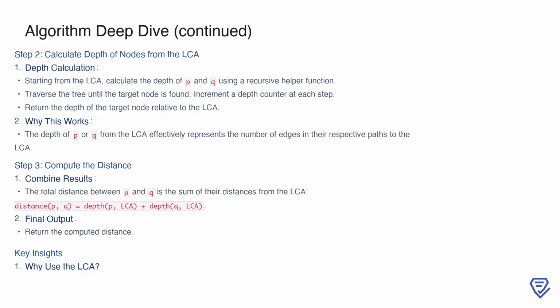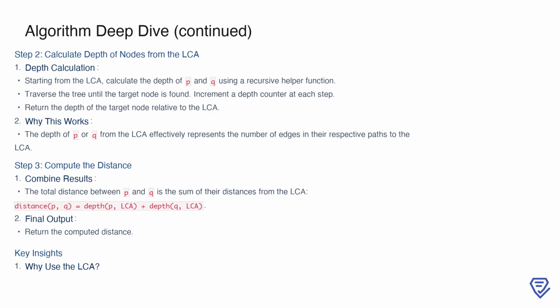Starting from the LCA, we use a recursive helper function to traverse the tree and find the target node. At each step, we increment a depth counter and pass it along the recursive calls. Once the target node is found, the function returns its depth relative to the LCA. This method works because the depth represents the number of edges in the path from the LCA to the target node.